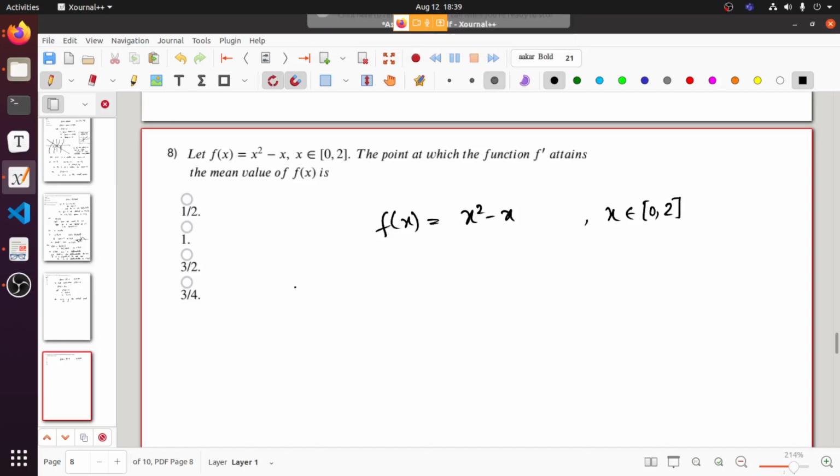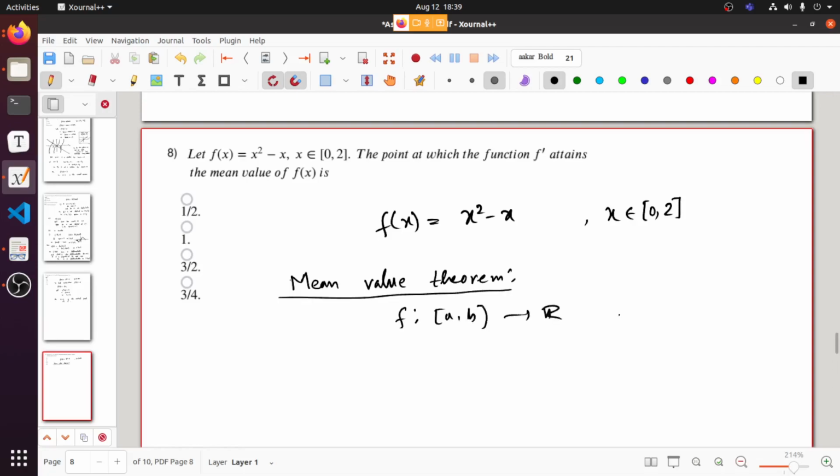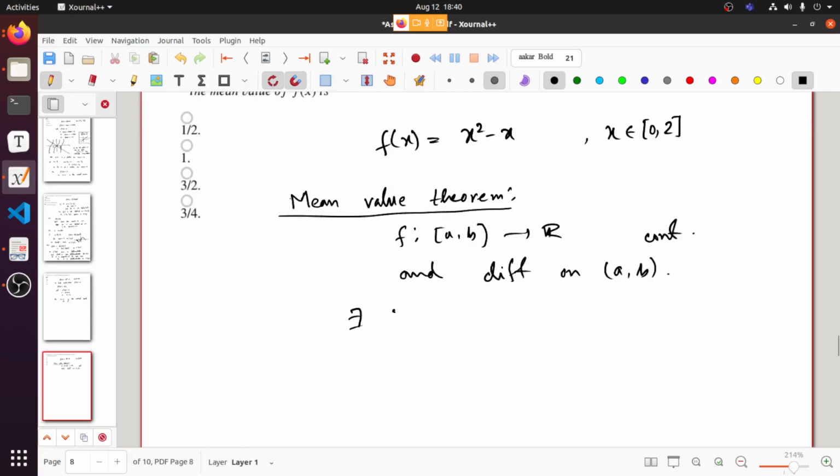So what is the mean value theorem for this? What is it for a differentiable function? This is the mean value theorem, right? Suppose f is defined on the interval a, b to R, continuous on the closed interval and differentiable on the open interval, you only need that. So f is continuous and differentiable on open a, b. Then the mean value theorem says that there exists a c in open a, b such that f b minus f a by b minus a will be f dash c, right?